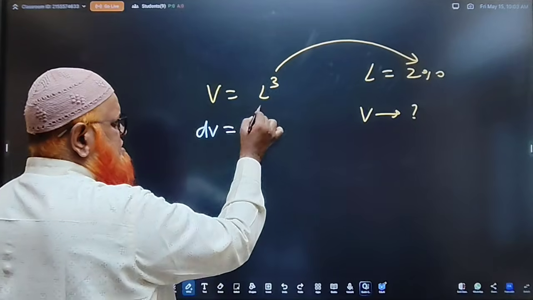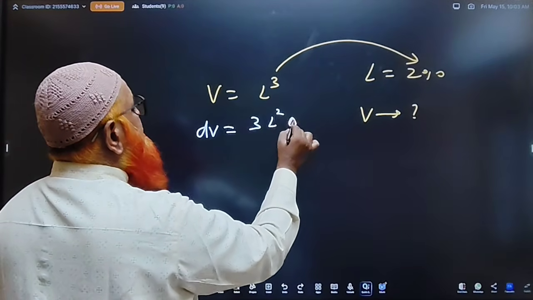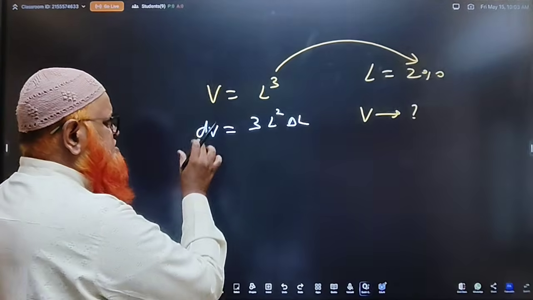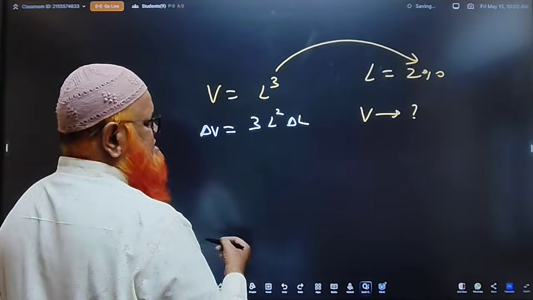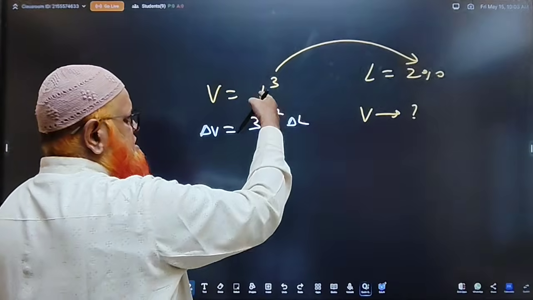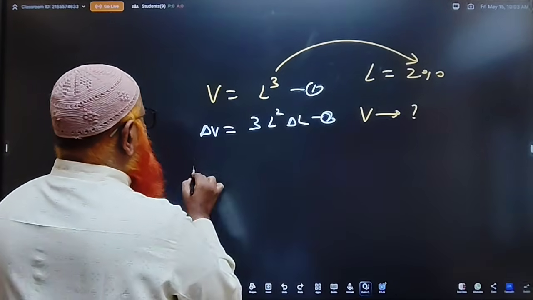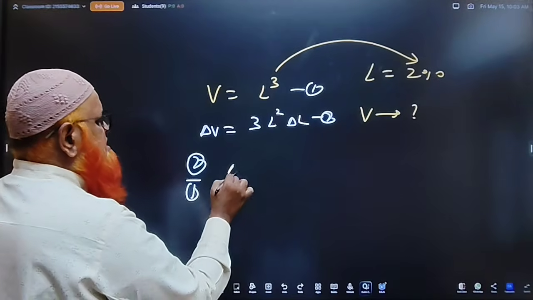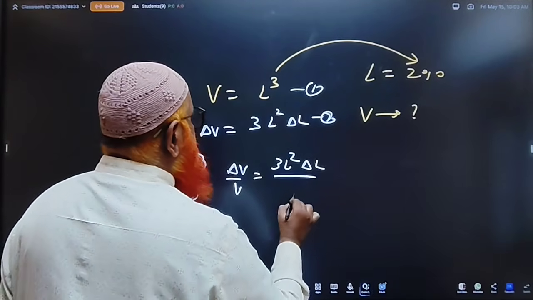dV is going to be 3L square into delta L. Understood? Change in volume is nothing but the differentiation of L cube, which is 3L square into dL. So this is 1, this is 2. If you do 2 by 1, what will you get? Delta V by V is equal to 3L square delta L by L cube.